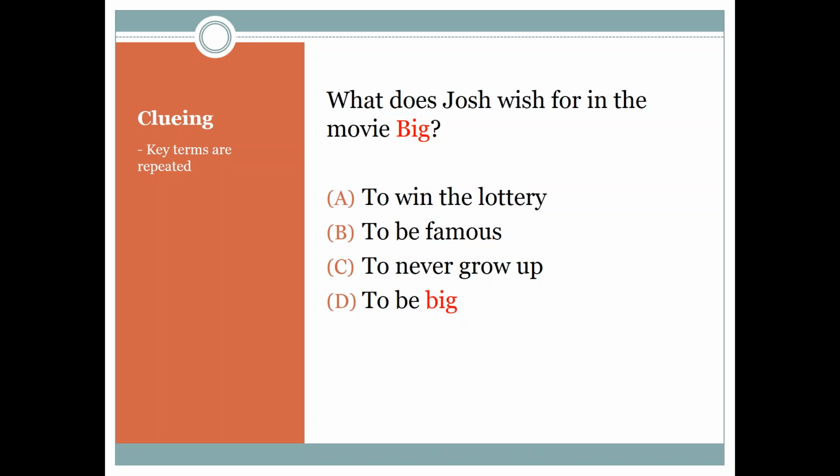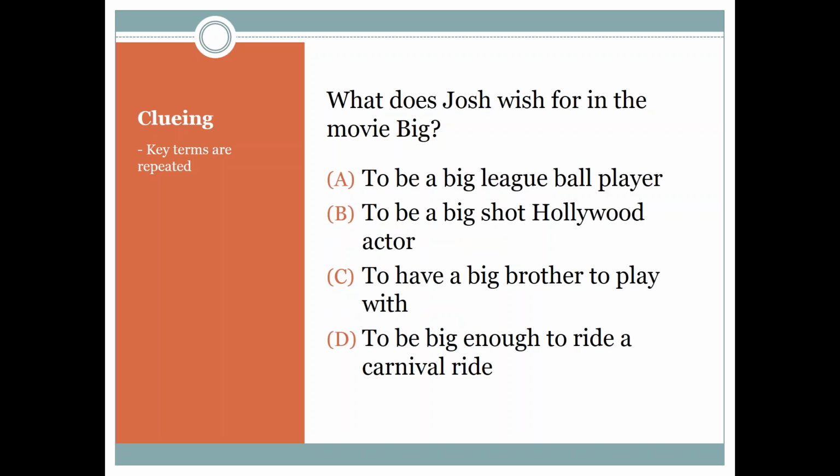So instead, what you could do is you either remove Big from your stem or from your key, or you can add it to each option. So here we have it again, the same stem. What does Josh wish for in the movie Big? I have big league ball player, big shot Hollywood gasser, big brother to play with, or big enough to ride a carnival ride. If you've never seen the movie, you have no idea probably what the correct option is.